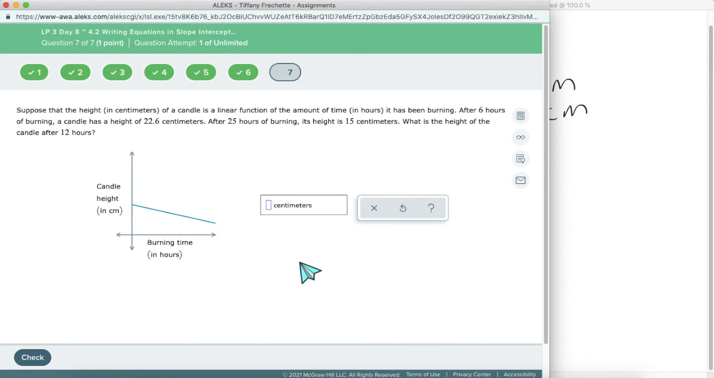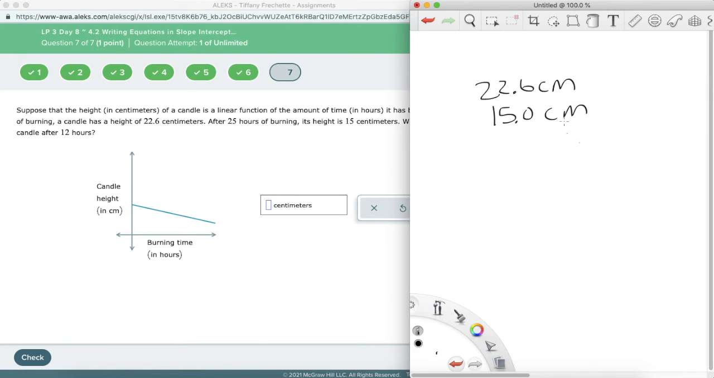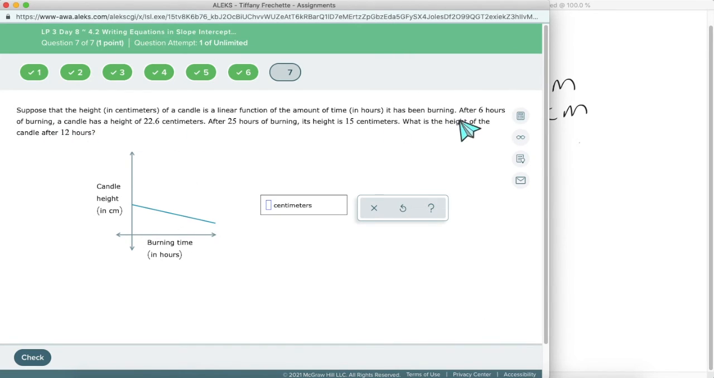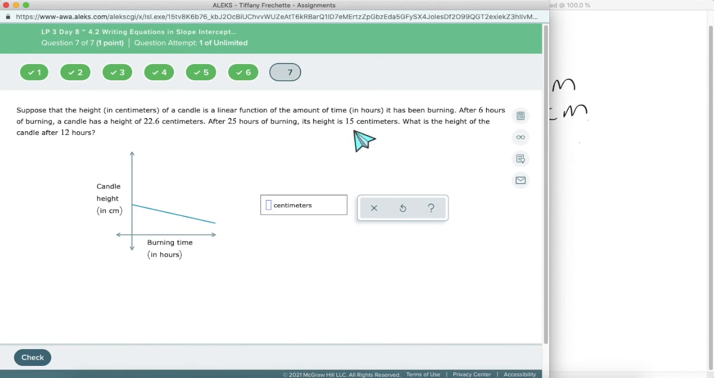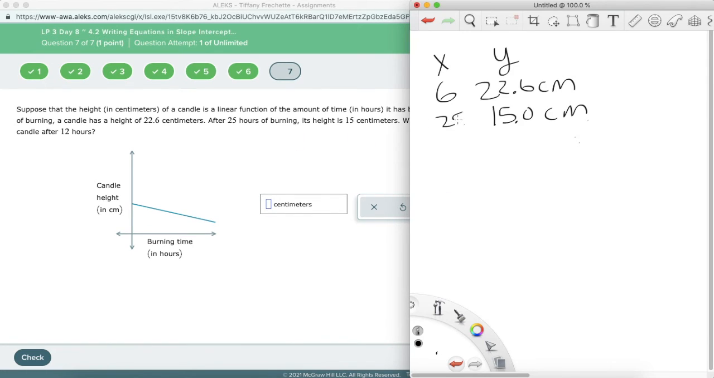So if we have centimeters, and then we also have, let's see, this will be my Y, because that's the height. We can see the Y is height. And then my X is going to be the amount of time burning. So after 6 hours, this is the height, and after 25 hours, it was 15 centimeters. So we have X and we have Y.